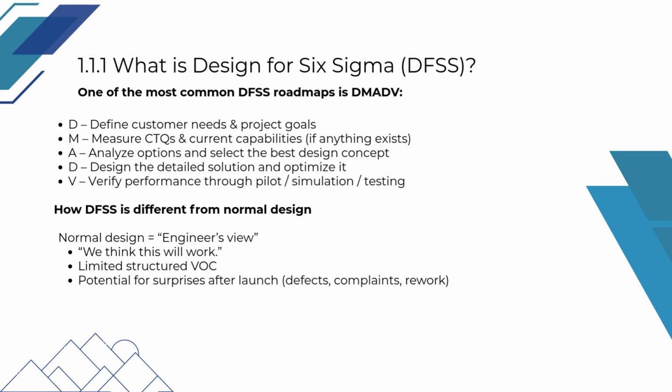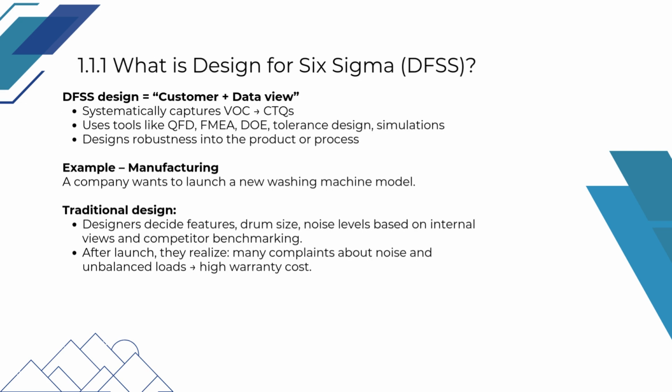1.1.1. What is Design for Six Sigma, DFSS? How DFSS is different from normal design. Normal design equals the engineer's view. We think this will work. Limited structured VOC. Potential for surprises after launch. Defects, complaints, rework. DFSS design equals the customer plus data view. Systematically captures VOC and CTQs. Uses tools like QFD, FMEA, DOE, tolerance design, and simulations. Designs robustness into the product or process.